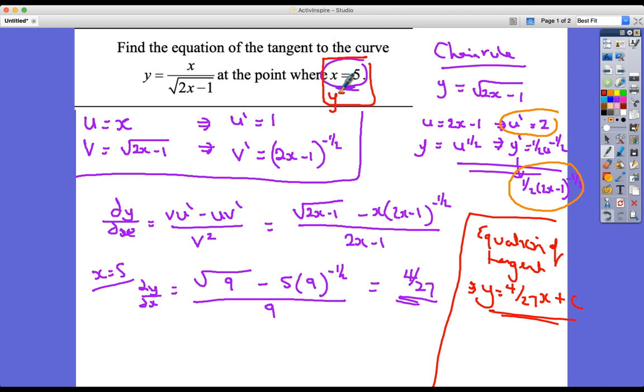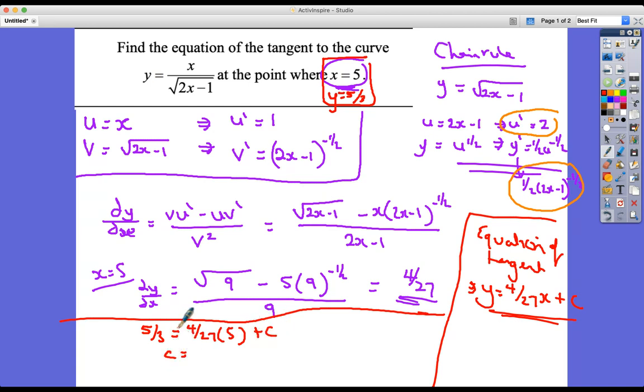Okay, so I need to know the y coordinate that goes with the 5. So I put 5 in here, 5 goes in there again. It's 5 over 3, isn't it? 5 over 3, because it's the square root of 9. So if I substitute those things in to go and find what c is, I can say 5 over 3 equals 4 over 27 times by 5 plus c. Okay, and rearranging that gives me 25 over 27 plus c.